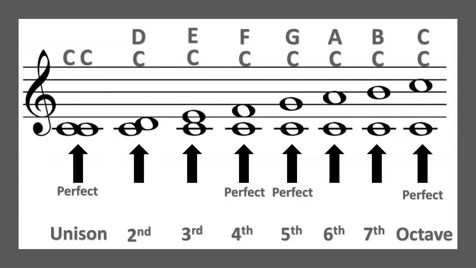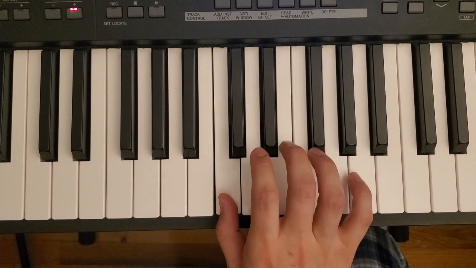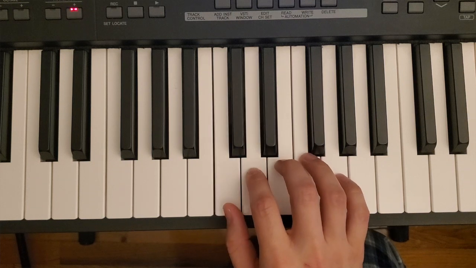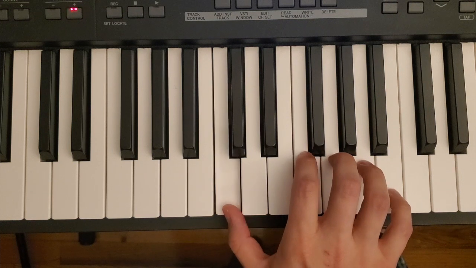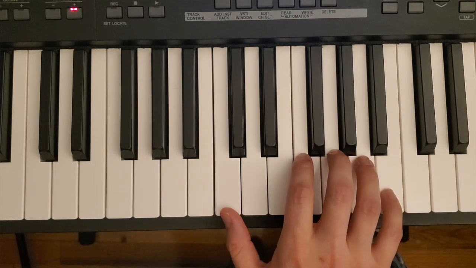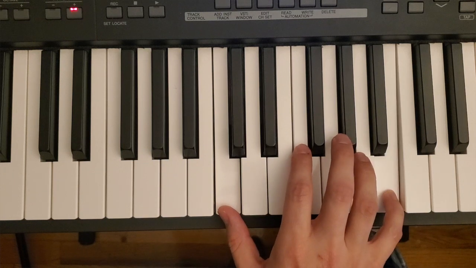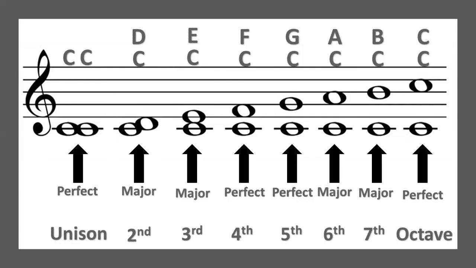The remaining intervals, the second, third, sixth, and seventh, are all major. Well, that makes sense since we're looking at a major scale. Here's what a major second sounds like. A major third. A major sixth. And a major seventh. As you can hear, those don't sound quite as hollow as the perfect intervals. And in fact, for the second and seventh, it's almost as if the two notes are rubbing against each other.